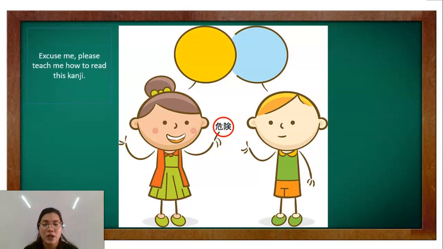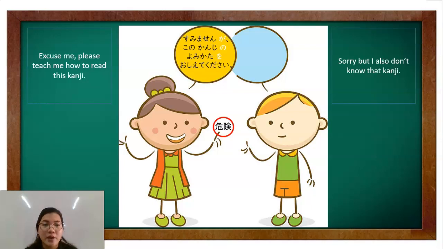Excuse me, please teach me how to read this kanji. Sumimasen ga, kono kanji no yomekata wo oshete kudasai. Said, sorry, but I also don't know that kanji. Okay? So, here in the first example, sumimasen ga, kono kanji no yomekata wo oshete kudasai. So, oshiete means teach. So, please teach me how to read this kanji. Okay? So, ganyan mo ginagamit si te kudasai in asking a favor to someone.